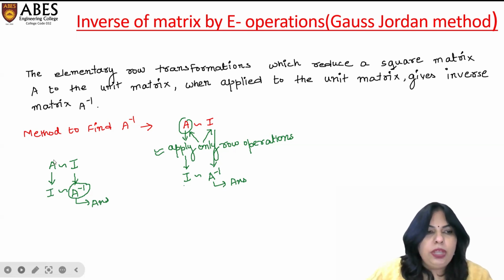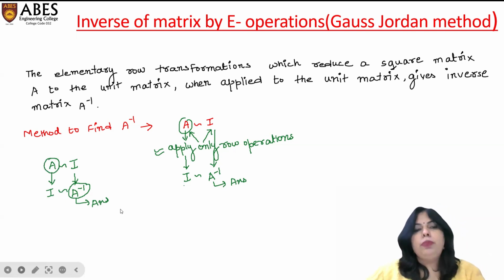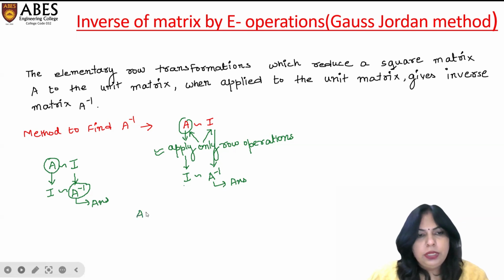So now we are going to convert matrix A into identity matrix. What would be the procedure? The procedure is very same. First, you need to make the first element as 1 by using row operation.